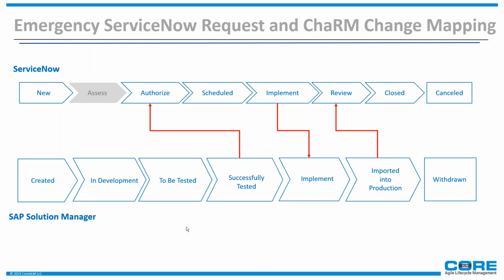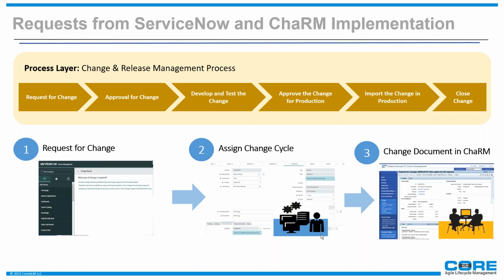Our connector is also bidirectional, meaning that you can start the change from Charm, you can get to successfully test it, and then you can trigger a ServiceNow request, or you can do it vice versa, where your request starts on ServiceNow and then it creates a change document within Charm. So it works both ways, just depending on what your requirement is.